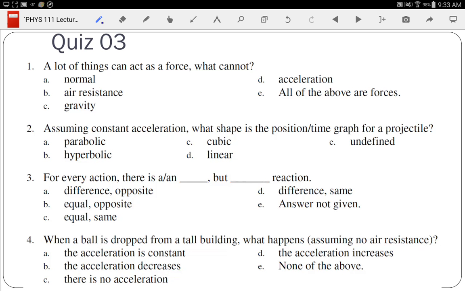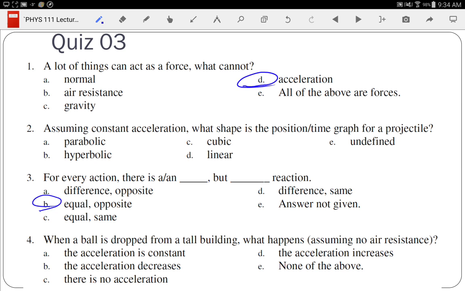I will just go to the answers on the ones that everyone got right. Everybody got "a lot of things can act as a force, what cannot." This time everybody got acceleration. So our work on that last class period apparently finished off the last people who didn't get it. Number 3, for every action there is an equal and opposite reaction. What does that mean?